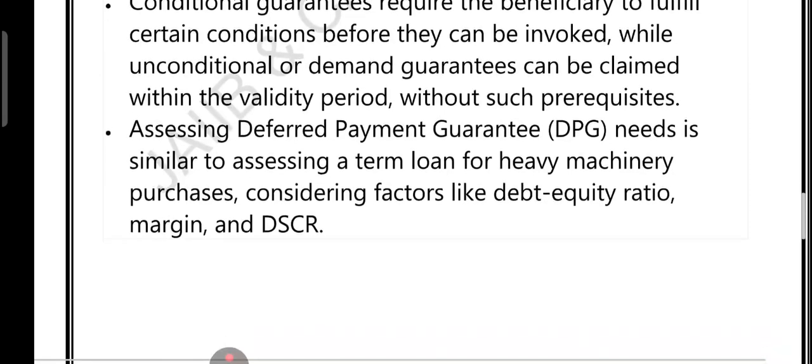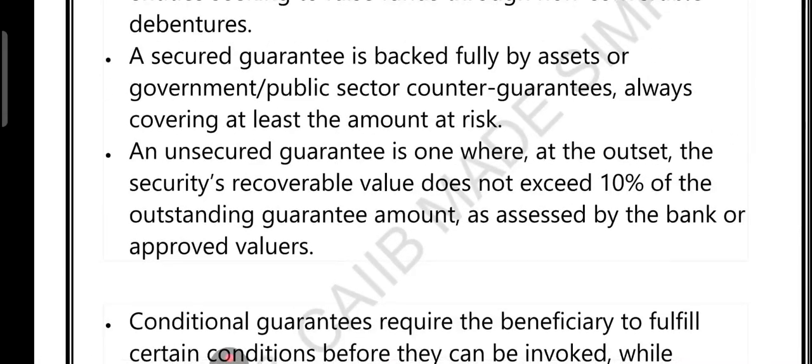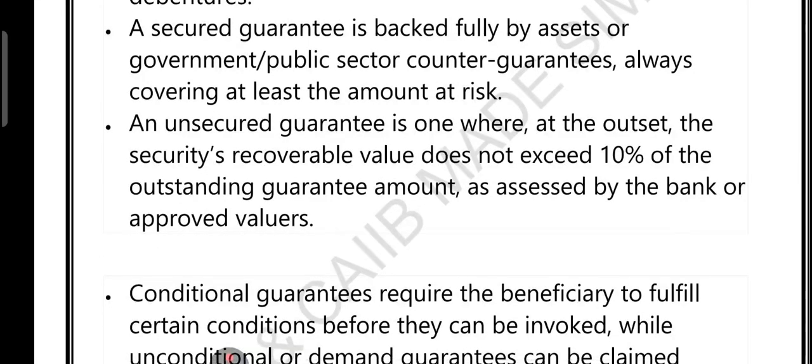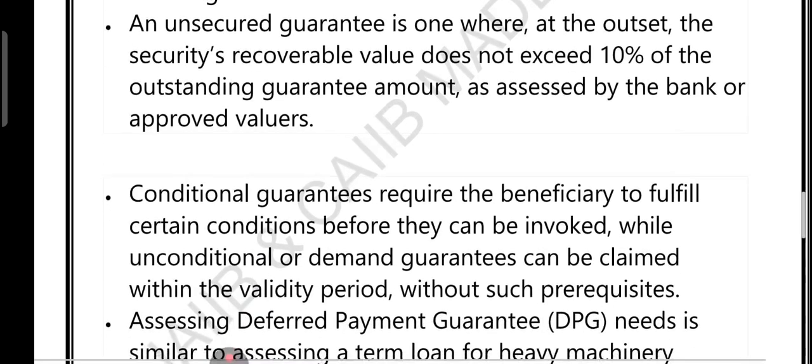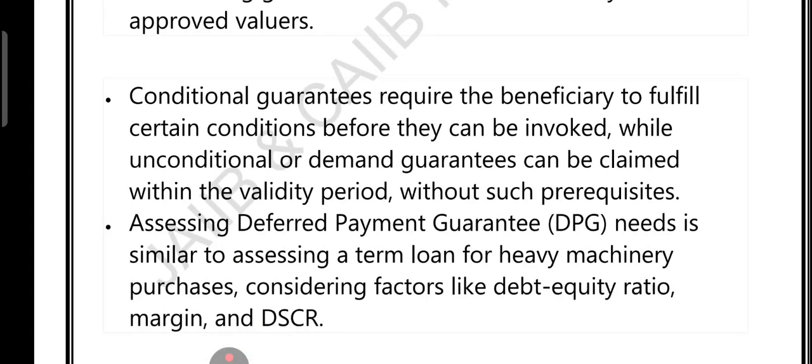What are the types of guarantee we have? The first type is a secured guarantee. What is a secured guarantee? It is fully backed by an asset or government guarantee. Then we have unsecured guarantee. If the recoverable value is less than 10% of the guarantee amount, it is called unsecured guarantee. Then we have the conditional guarantee. It can be invoked only if specific conditions are fulfilled. Then we have the unconditional guarantee, which means it can be claimed anytime within its validity period.